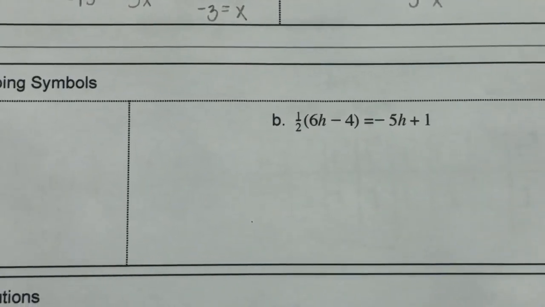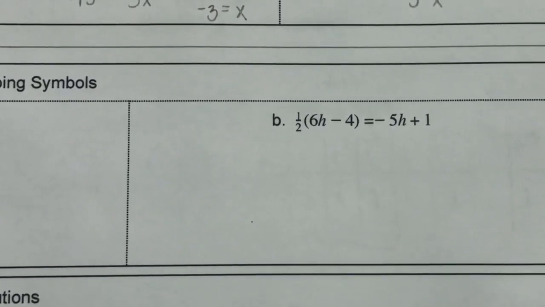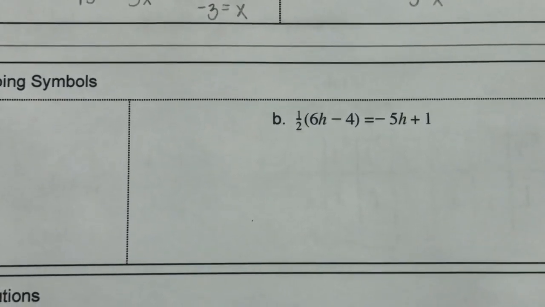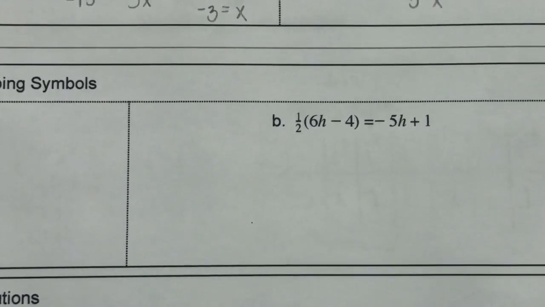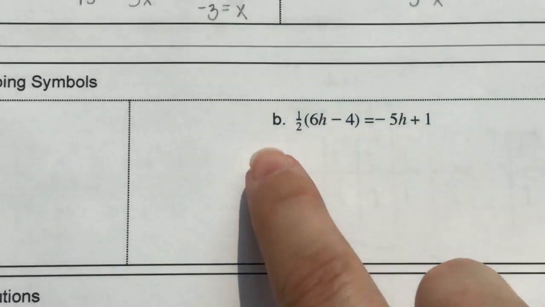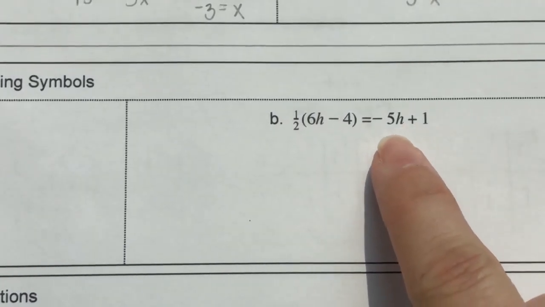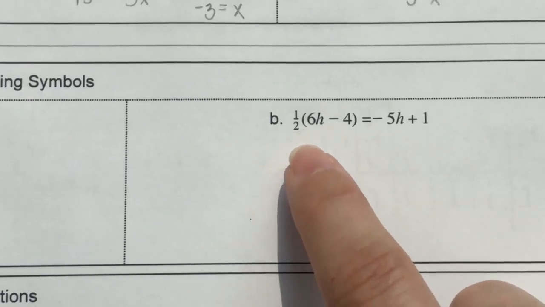And then for example 2b, it says 1/2 times 6h minus 4 equals negative 5h plus 1. So I know sometimes we don't really like working with fractions that much, but multiplying things by 1/2 is actually not so bad. So if you multiply a number by 1/2, that's the same thing as dividing by 2. So in order for me to solve this, I first have to make sure each side of the equal sign is simplified. So the right side is simplified, but the left side is not, because I can distribute that 1/2.